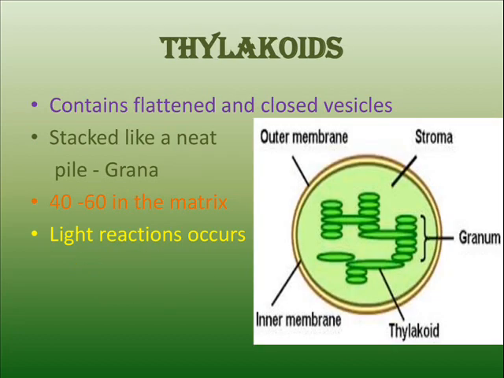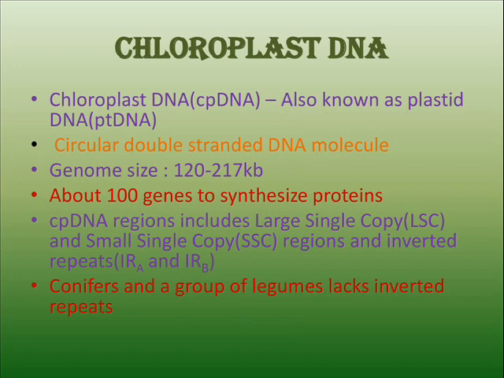The thylakoids are flattened and closed vesicles. Stacked like a neat pile, they form a grana, and each chloroplast consists of 40 to 60 thylakoids within itself. And this is the region where the light reaction takes place. The thylakoid membranes contain the chlorophyll and the quantosomes which help in trapping the light energy, thereby helping in carrying out the light reaction.